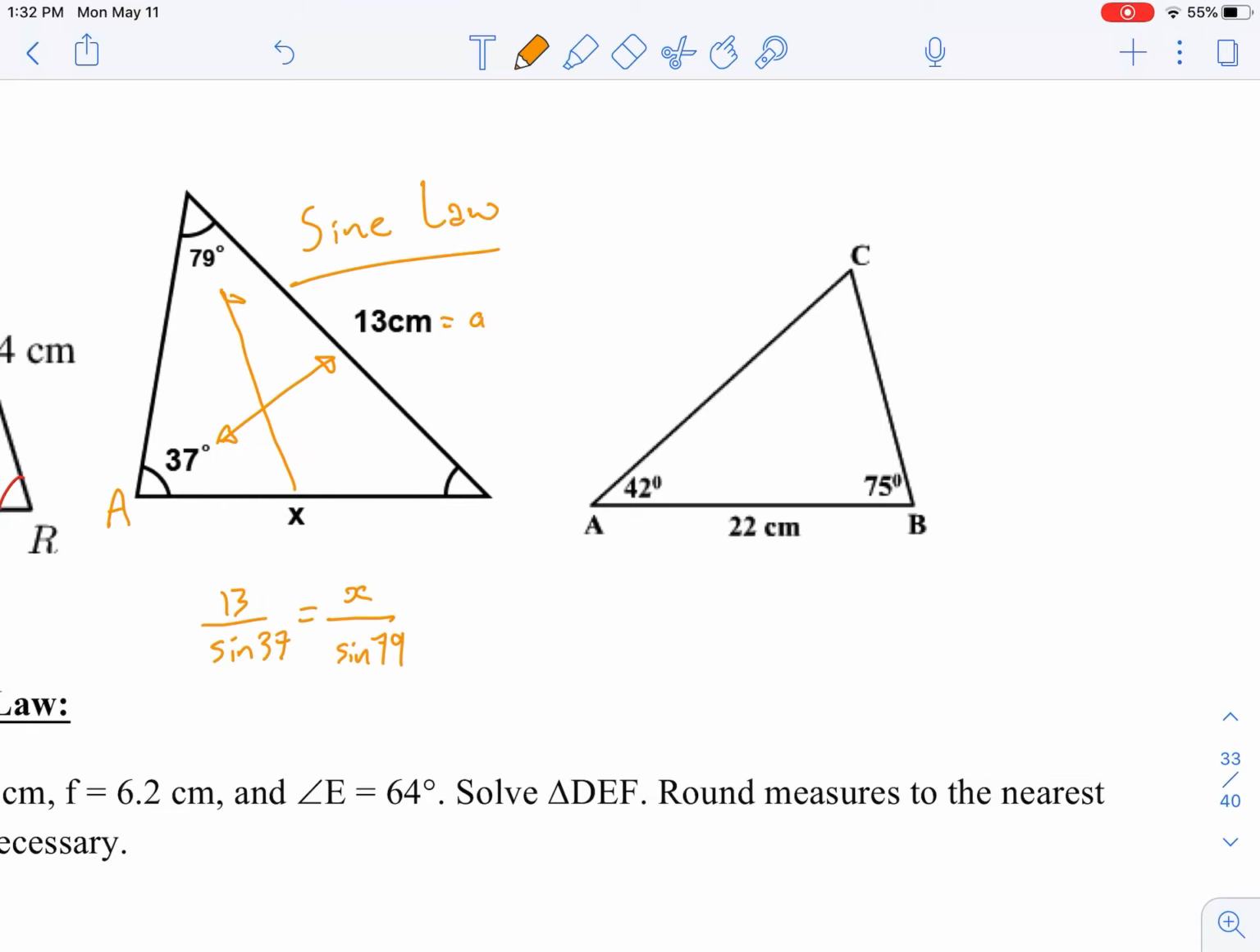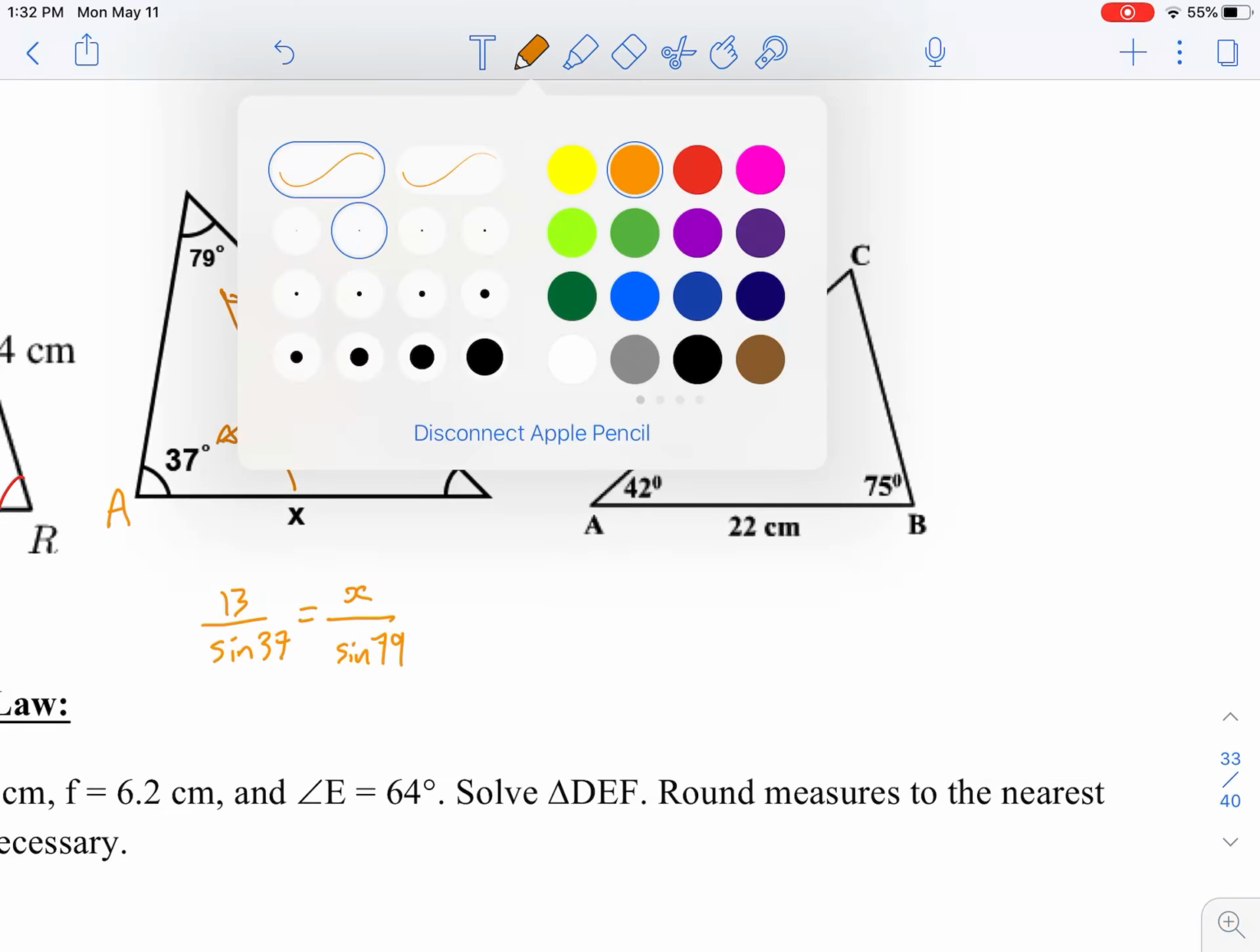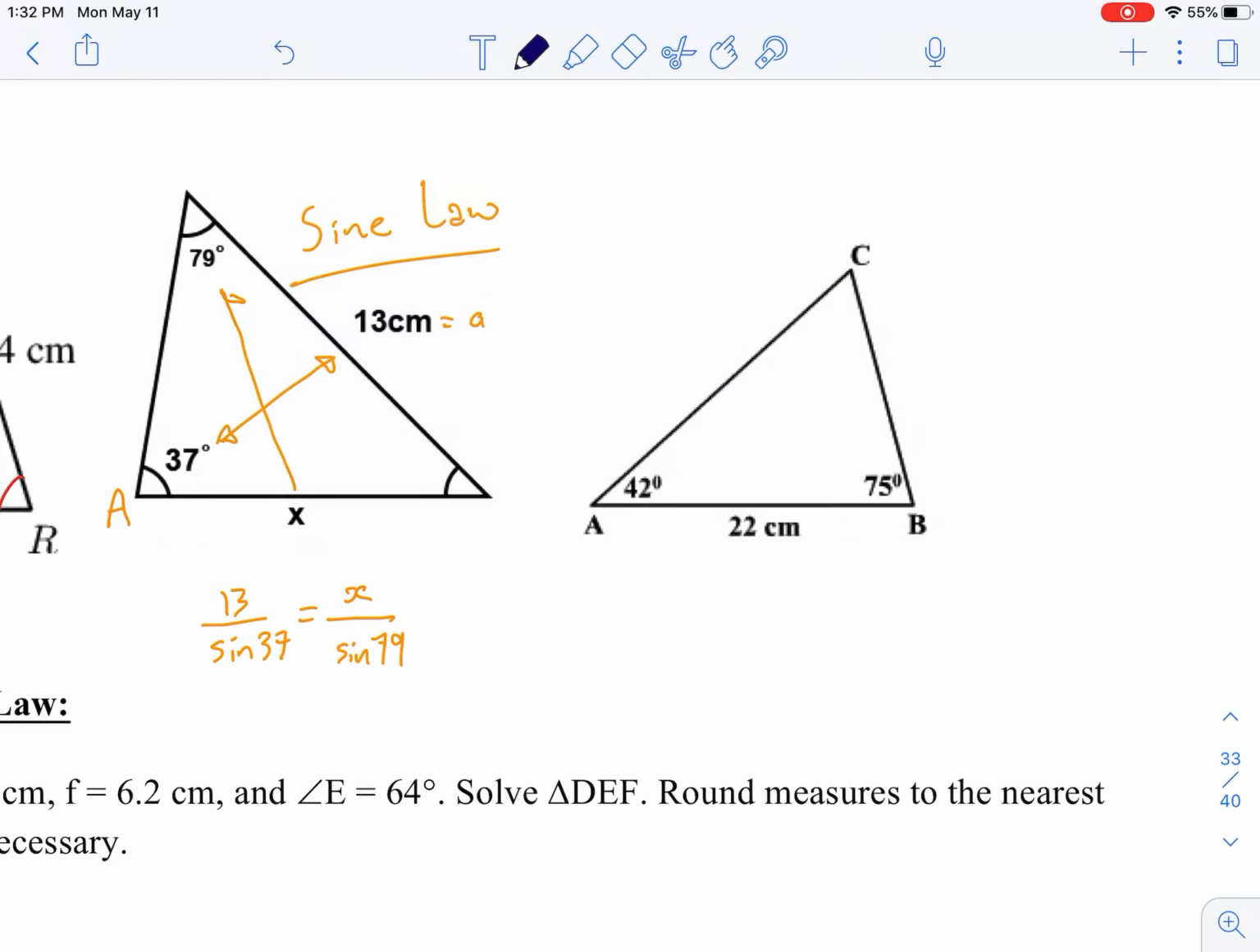And then last but not least, they're trying to trick us ever so slightly here. You can probably see their trick. But that angle C is just going to be 100 minus 42.